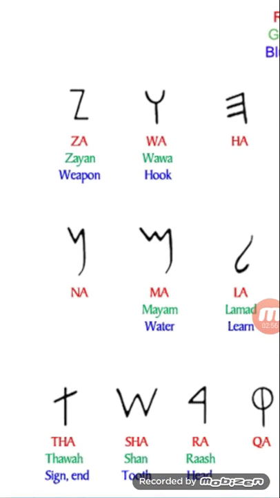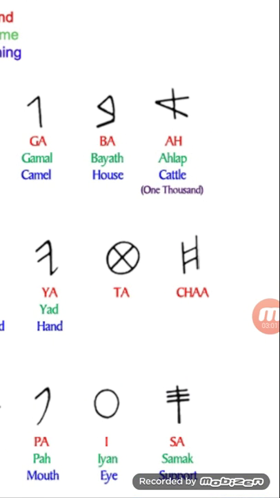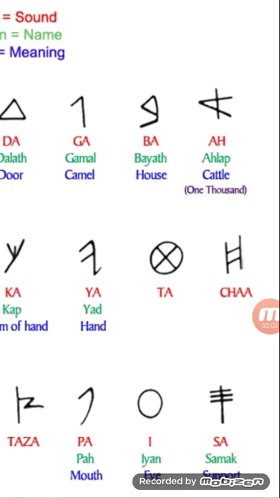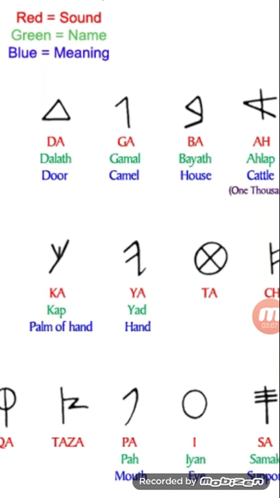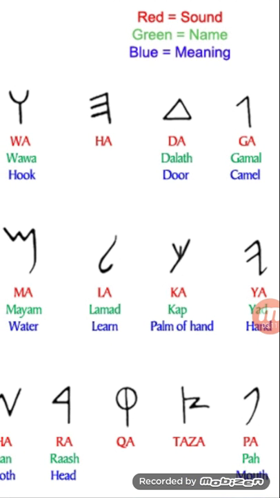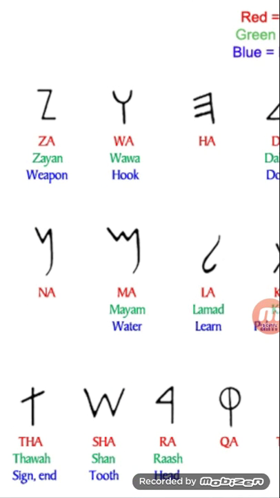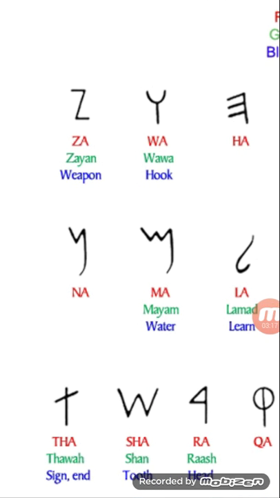The 14th is na. The 15th is sa. The 16th is I. The 17th is pa. The 18th is tza. The 19th is kwa. The 20th is ra. The 21st is sha. And the 22nd is ta.